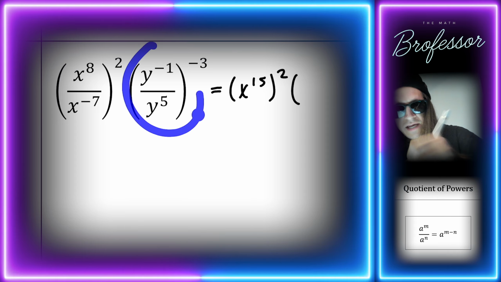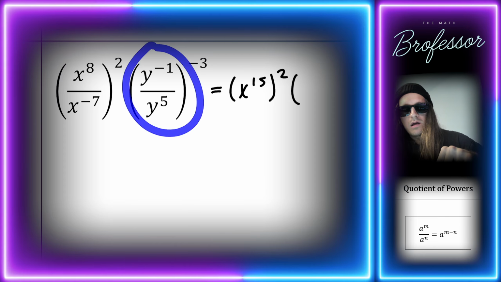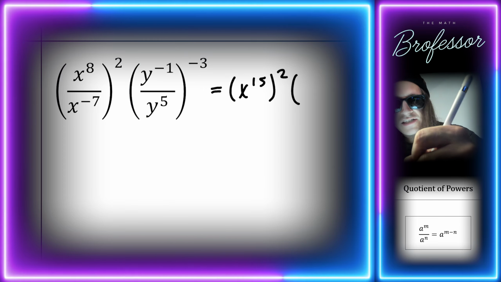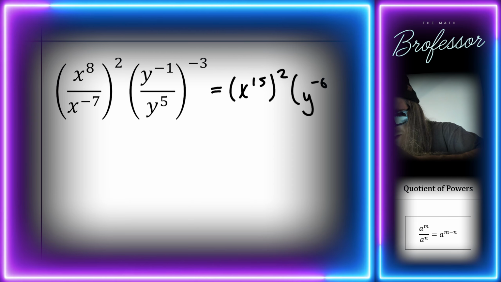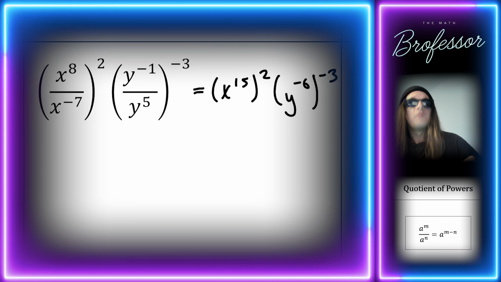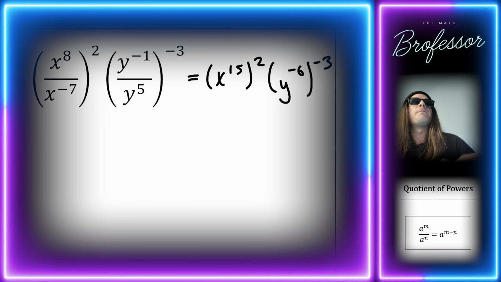Right here, this would be negative 1 minus 5. That's negative 6. So this simplifies to y to the negative 6 with a negative 3 on the outside. Can you see all that? No. There's still a negative 3 on the outside right there.